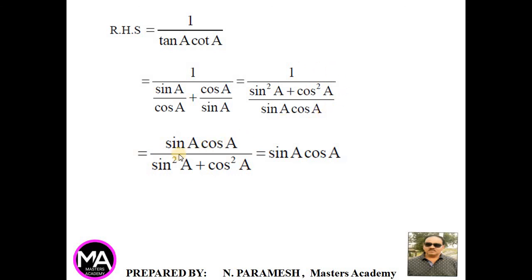1 into sin A cos A is sin A cos A divided by sin square A plus cos square A. Sin square A plus cos square A is nothing but 1. Sin A cos A divided by 1 is equal to sin A into cos A. Therefore, LHS is equal to RHS.